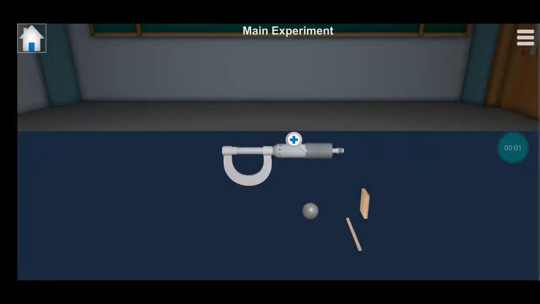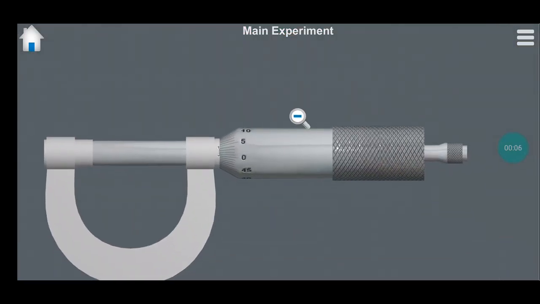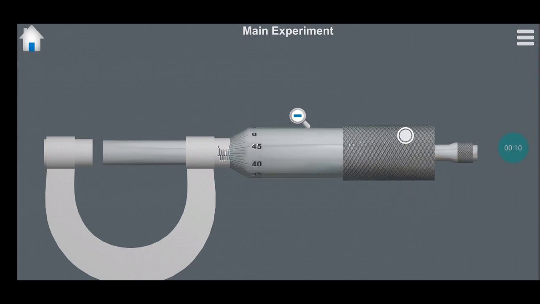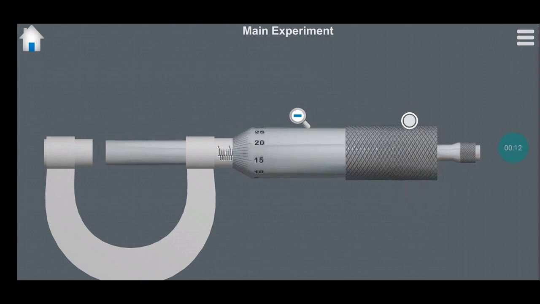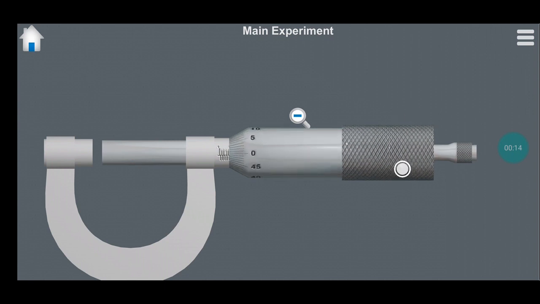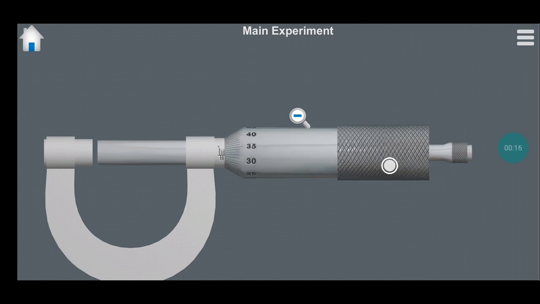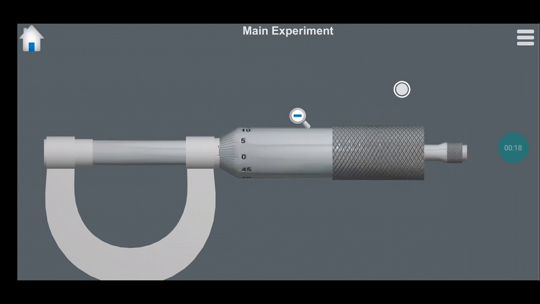So now let's move to our lab for the screw gauge practical. First of all, what we will see: if I rotate this ratchet, you can see the main scale and the circular scale. So what I'm going to do is close it. Now you can see this zero of the circular scale is coinciding with the main scale. So this is how we can measure the zero error.